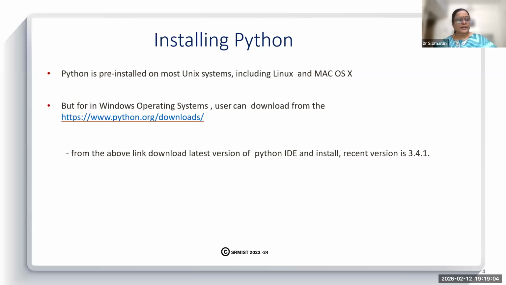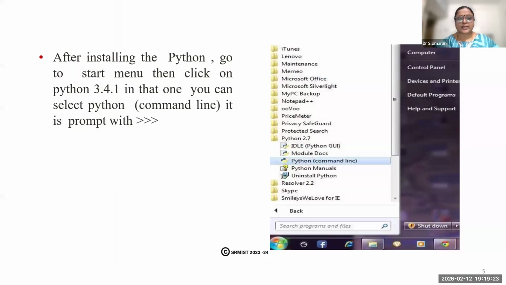Then our discussion is purely based on installing Python. To install Python, you go to Google and type www.python.org. After that, you can download Python and install it. Whenever you click run, it will automatically be installed into the system. After installing, there are so many options available here.